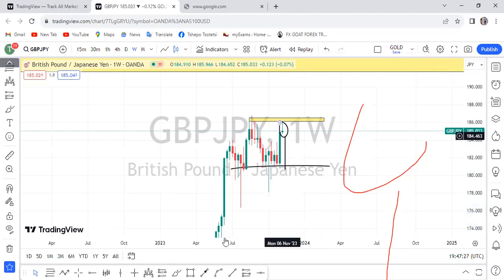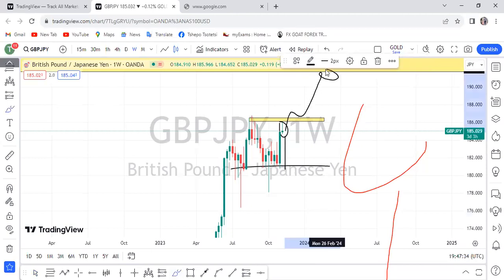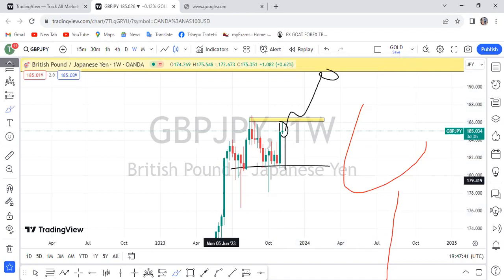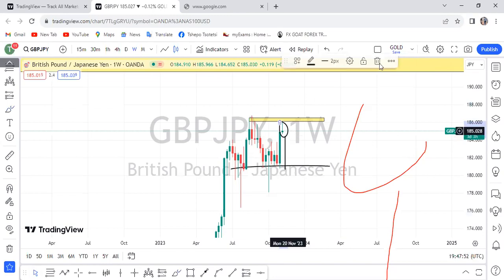But if it breaks this high and retests, we know there's a possibility of it coming to this level. We look for selling opportunities there. Or if it breaks there and continues going up, we know where to go. So that's why you have to be patient in waiting for your setup. So let's go to a daily time frame and see what we can get on GJ.